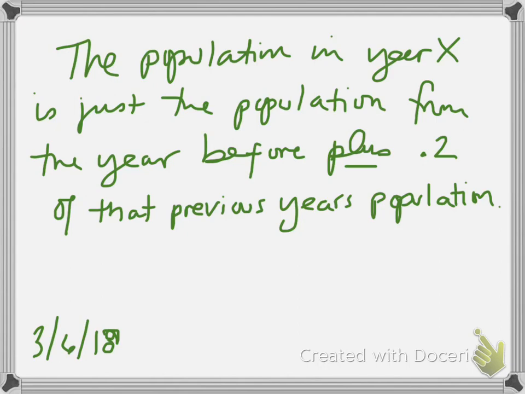So, in some year, we take last year's population, we add 0.2 of that population. And this is a sentence. How do we know it's a sentence? It has all the hallmarks of a sentence. It's got a capital letter at the beginning. It is more or less all words. There are a few numbers and symbols in there, and it's got a period at the end. That, my friends, is a sentence.